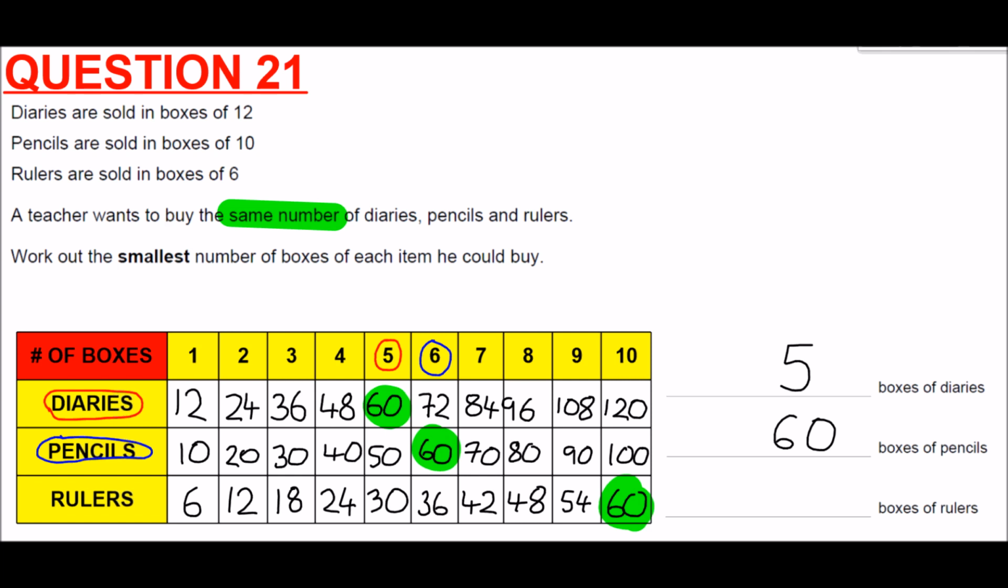And finally, how many boxes of rulers does he need? That's 10. So 10 boxes of rulers.